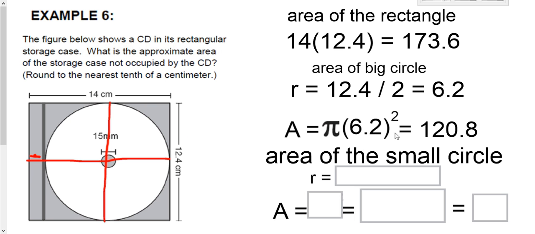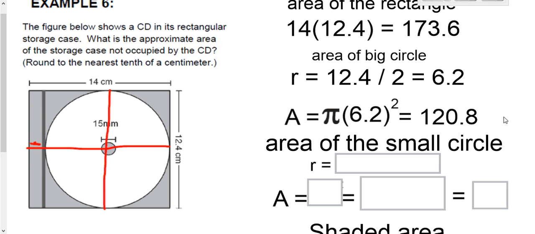So now we can find the area of the big circle using this radius here. So pi times the radius squared, I get 120.8. Please practice checking this with your calculator and make sure I don't make a mistake here. Now we need the area of the small circle. So let's erase a little of this. And we can see they're telling us that this is 15 millimeters.